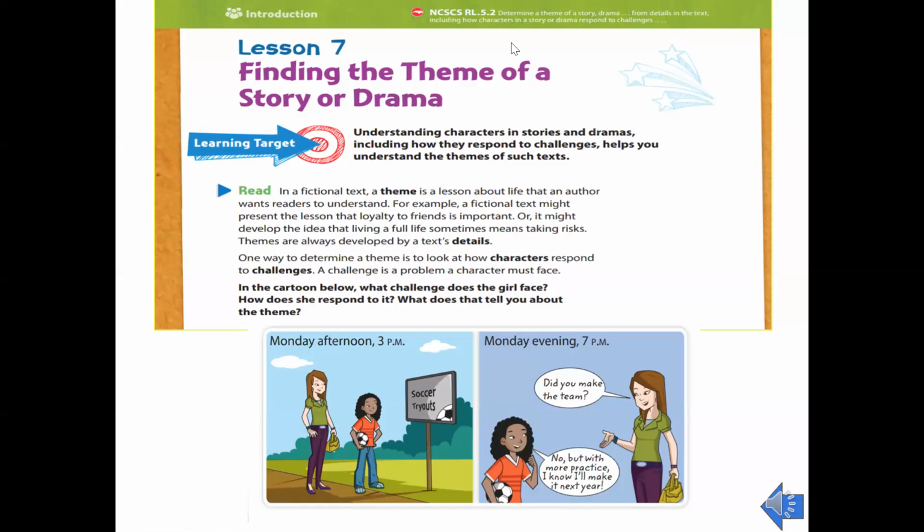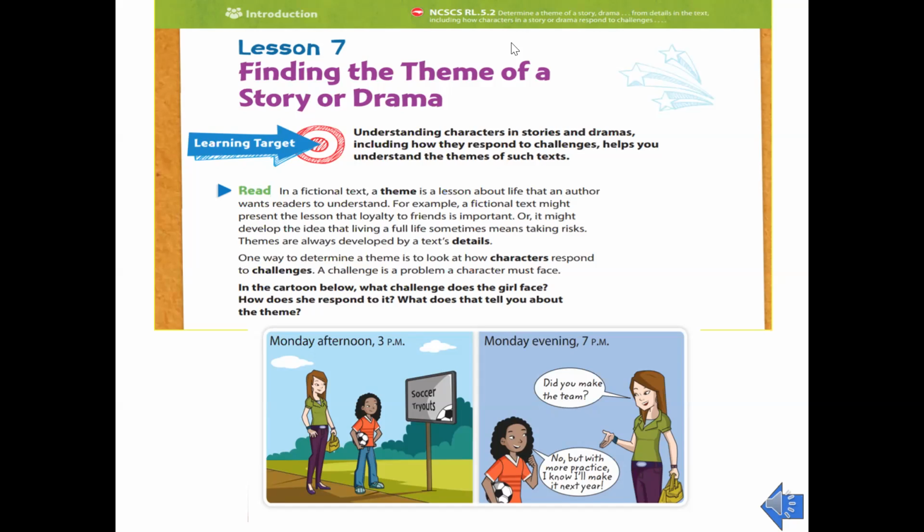In a fictional text, a theme is a lesson about life that an author wants readers to understand. For example, a fictional text might present the lesson that loyalty to friends is important. Or it might develop the idea that living a full life sometimes means taking risks. Themes are always developed by a text's details.